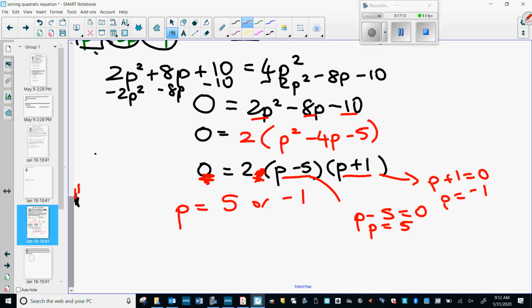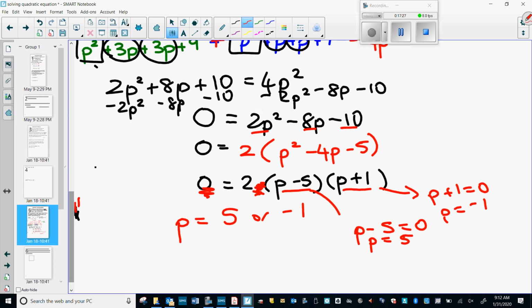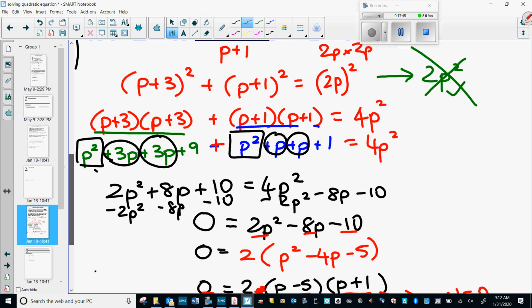Okay, so now we have to say, in our normal questions that we've been doing, we have both answers, we move on, done, okay? But for an application problem, we have to say, are both of these actual options? We know that they satisfy this equation, but is it possible for p to be 5? Is it possible for p to be negative 1? So then we go back to our original situation.